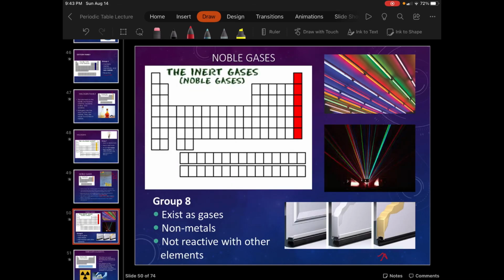The noble gases, obviously you've got neon. Each of these exhibits a different color specifically. They're used as insulators over here in this door and in windows. The windows in our classroom are filled with argon. What that does is it reduces the heat in the room that comes in. But they all exist as gases, nonmetals. They're generally not reactive with other elements, okay.